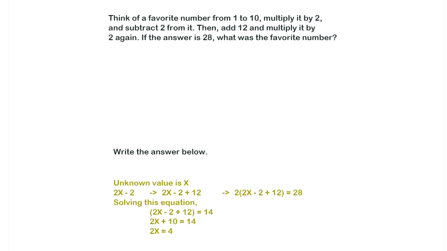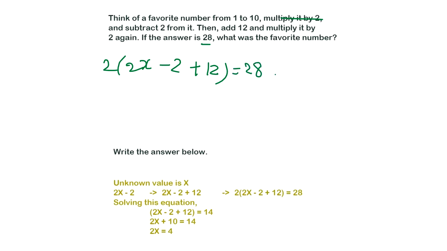Think of a favorite number from 1 to 10, multiply it by 2 and subtract 2 from it, then add 12 and multiply it by 2 again. If the answer is 28, what was the favorite number? Say the favorite number is X. Multiply by 2, subtract 2 from it, then add 12 and multiply it by 2, which is 28.